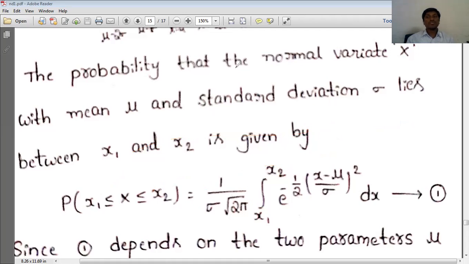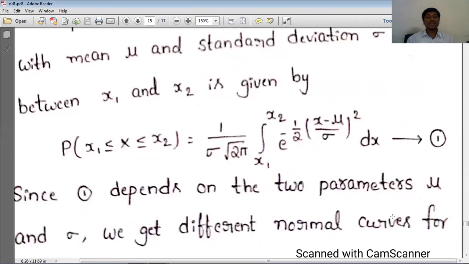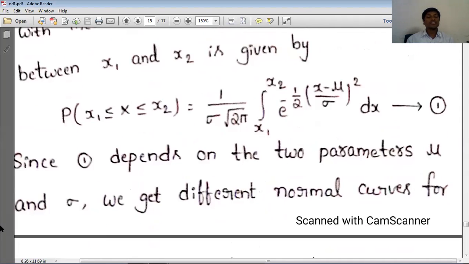It depends on what? It depends on two parameters. What are those? Mu and sigma. That's why we said in the definition also minus infinity less than mu less than infinity and sigma greater than 0. Why? Because here there are only two parameters.